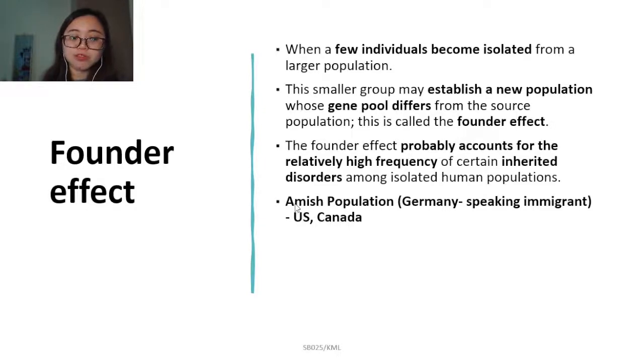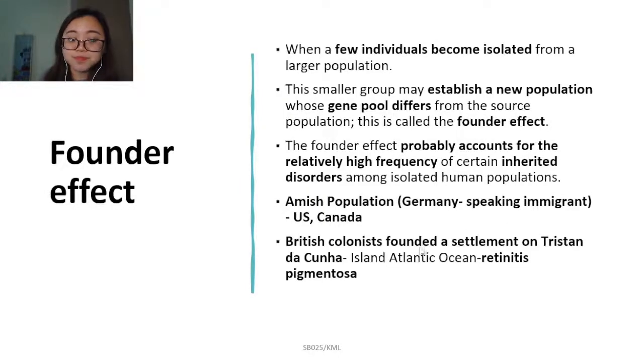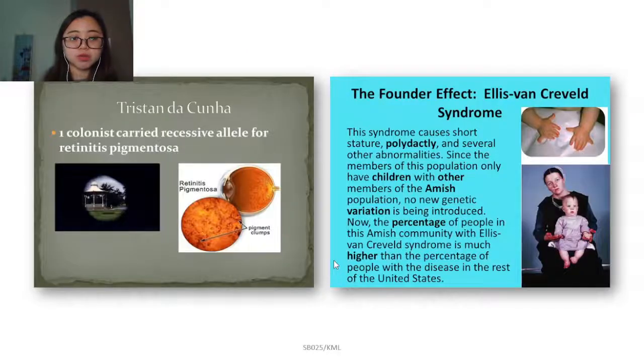We have the example of Amish populations, which are German-speaking immigrants in the US and Canada. And we have the British colonists that founded a settlement on Tristan da Cunha, which is on an island in the Atlantic Ocean, which have this common occurrence of retinitis pigmentosa. So we'll have a look here.